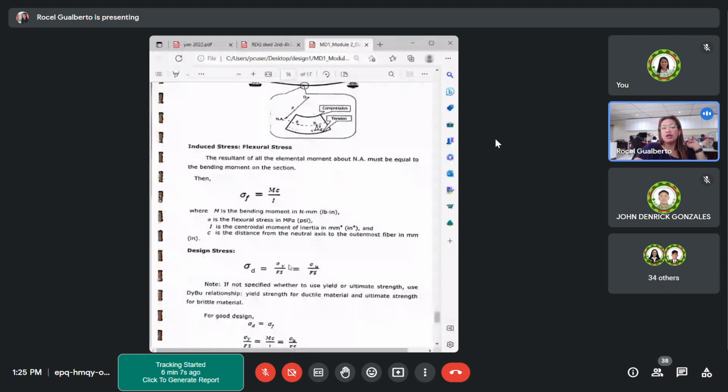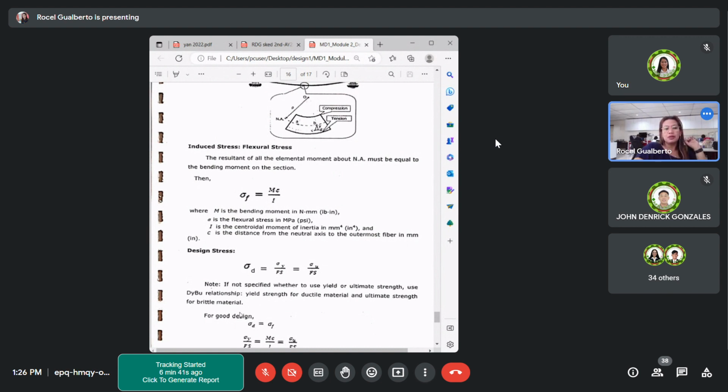Now, if not specified whether to use the yield or the ultimate strength of the material, ano po ang gagawin natin? Ang gagamitin natin, the basis would be on the type of material. Kung ano pong klase ng material, malalaman po natin kung ano yung magiging basis ng design natin. Sabi nga po natin, for ductile material, you use the yield strength, and for brittle material, you use the ultimate strength.